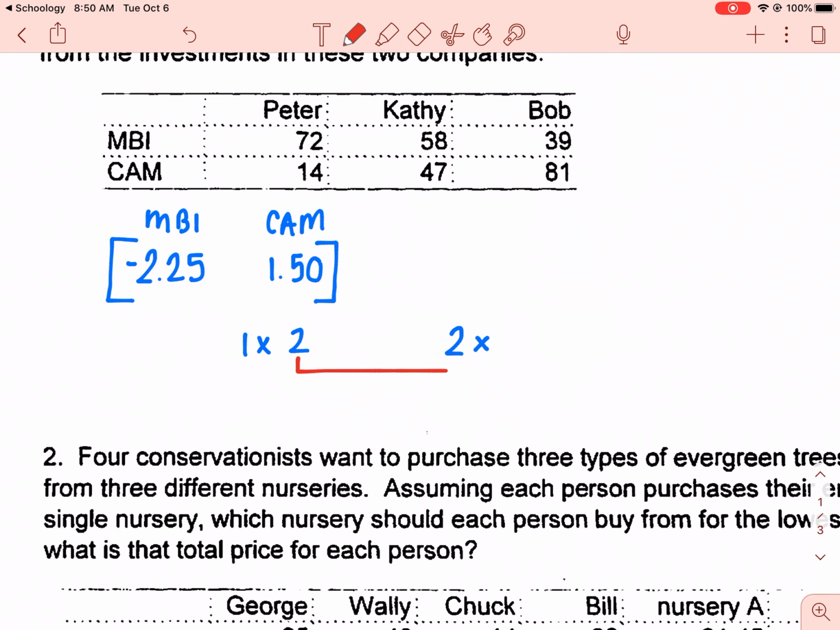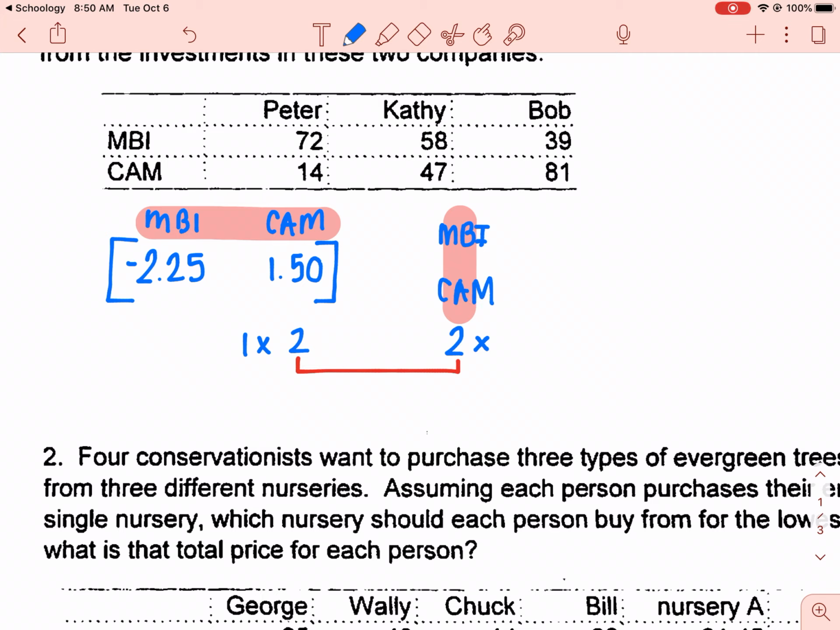These need to match. Since they need to match, their units have to match as well. Since this is MBI and CAM, that means right here needs to be MBI, CAM. They need to match. So that helps me create my second matrix based on my first. So MBI and CAM need to be there.